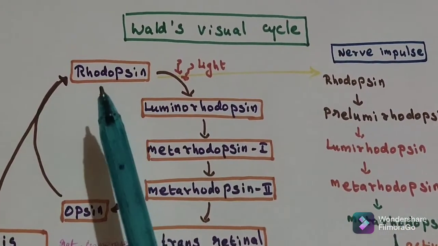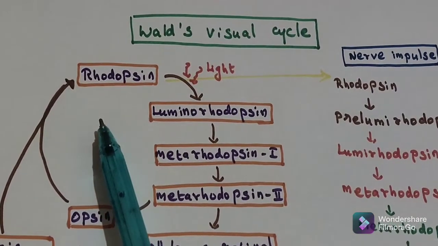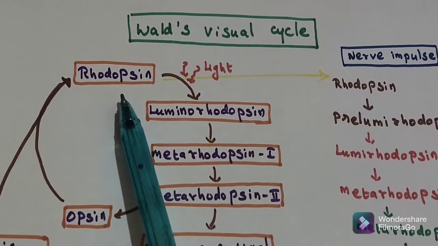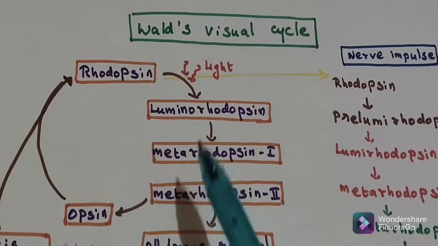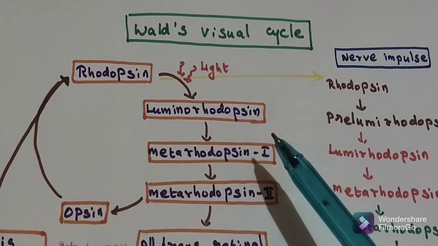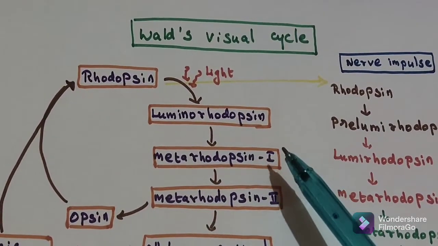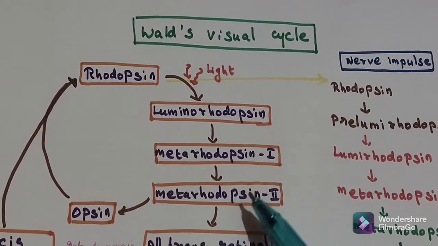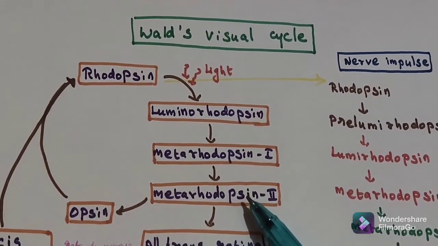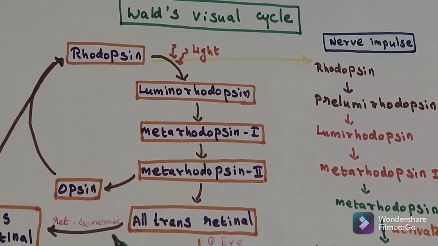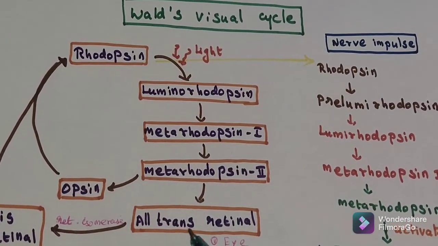This one is the rhodopsin. This rod has the pigment rhodopsin. On exposure to light, it breaks down into lumirhodopsin. Spontaneously it is converted into metarhodopsin 1, which is further converted into metarhodopsin 2. It gives two components, opsin and all-trans retinal.